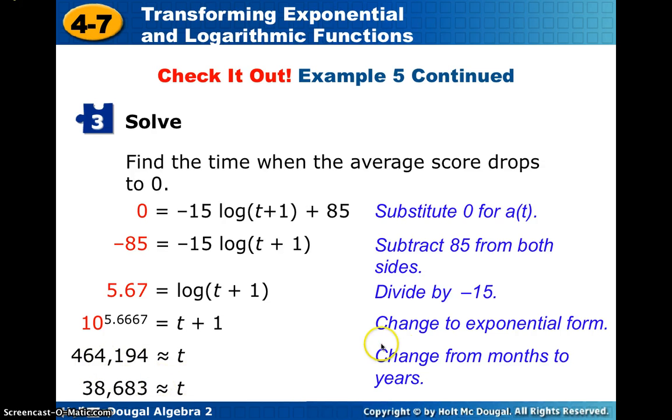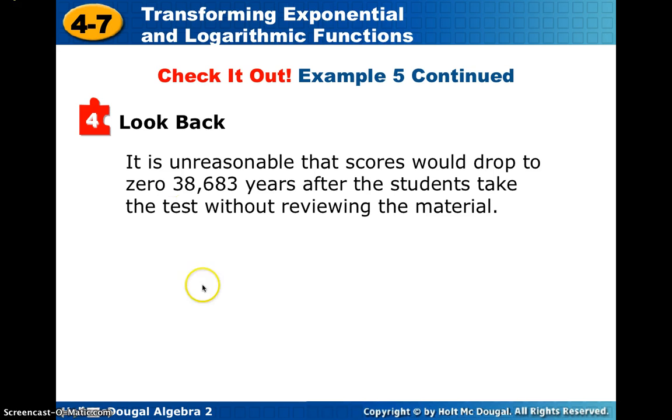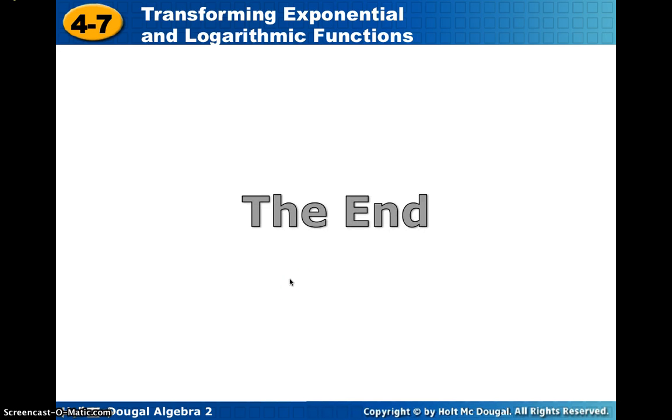So change the months to years. We're talking about 38, 39 years here for the retention to drop to 0. That is unreasonable. It is unreasonable that the scores would drop to 0 38,000 years after the student has taken the test without reviewing the material. All right, good. So there's an applied example of that for us, and that is it.